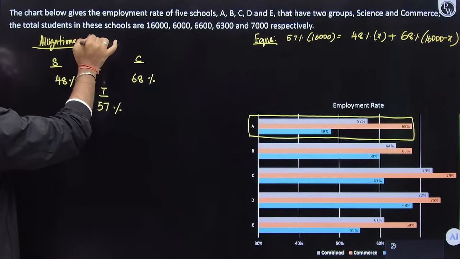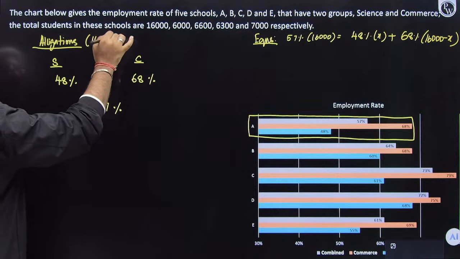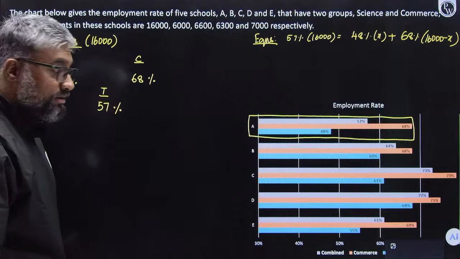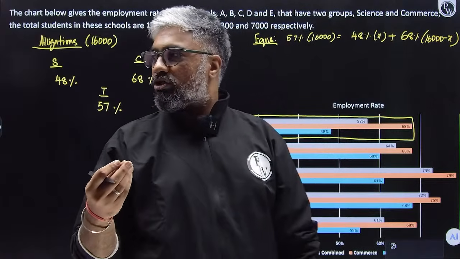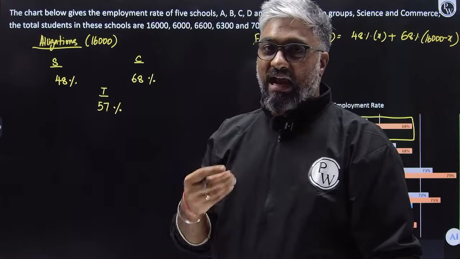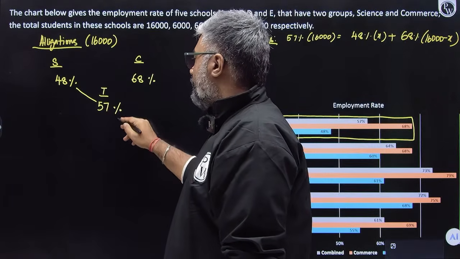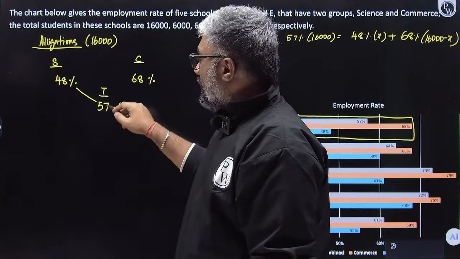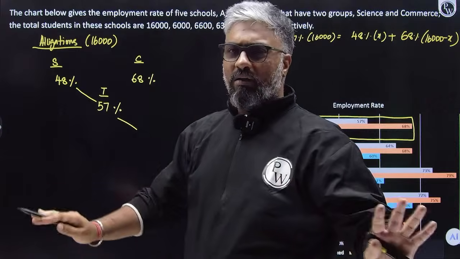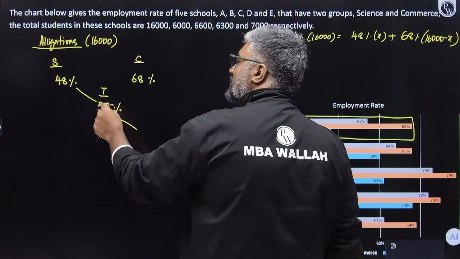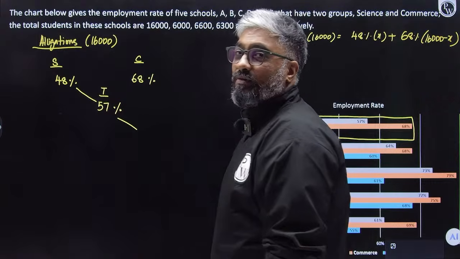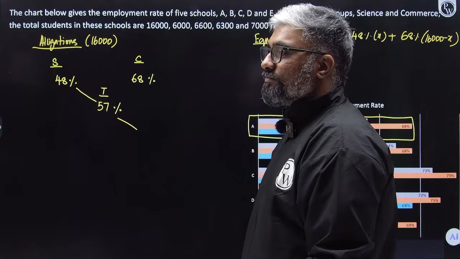What's the overall? Overall is 16,000. Correct. Now look at this. If I use allegation, my job becomes halfway there. Halfway. How? I allegate these two. What I should do is bigger number minus the smaller number. Finish. 57 minus 48. How much is 57 minus 48, guys?